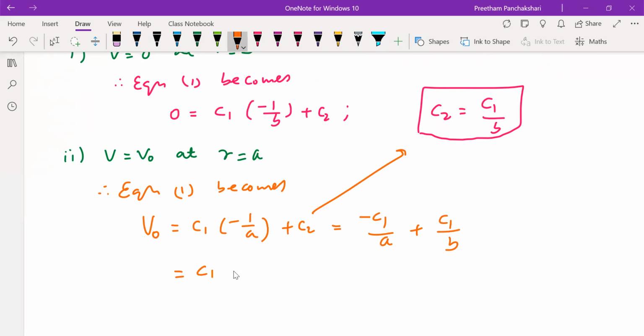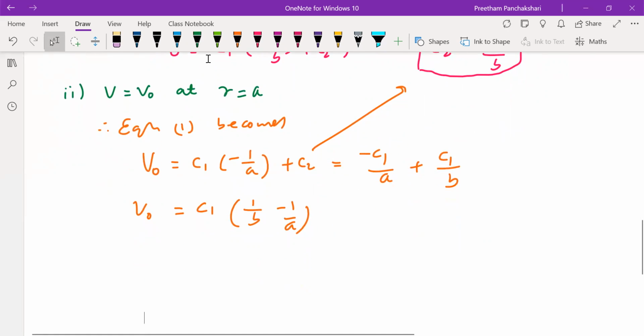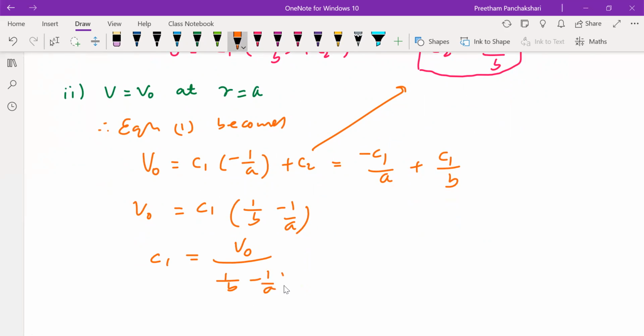Now C1 becomes a common factor. So we can write this as C1 times 1 by B minus 1 by A equals V naught. The constant C1 is now equal to V naught by 1 by B minus 1 by A. This is the value of C1 because V naught and the radii A and B are known.